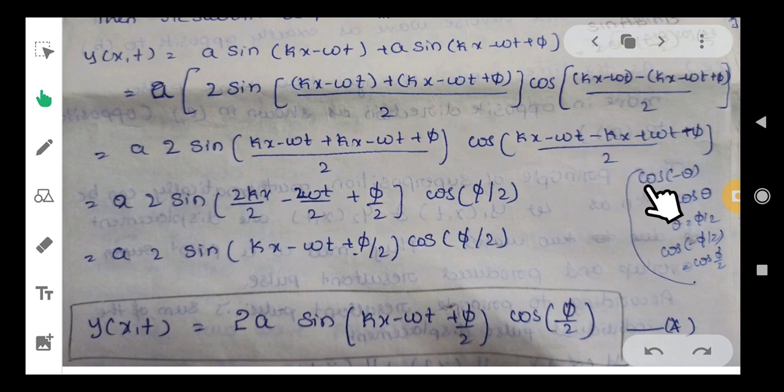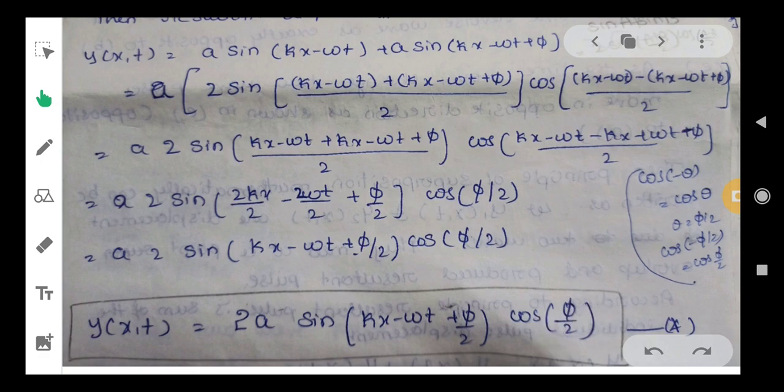It can be written as cos of minus theta is cos theta. Same thing, cos of minus xi by 2 is the same as cos of xi by 2. Next step, 2 cancels out, xi by 2 as it is. Then the simplified form of the expression is 2a sin of (kx - omega t + xi/2) into cos of xi by 2.